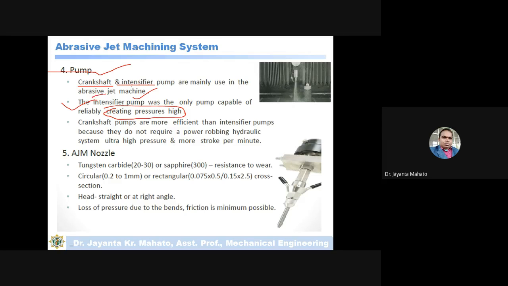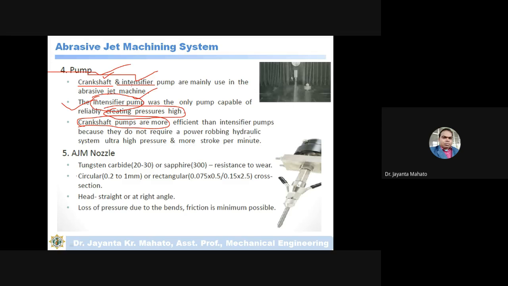Okay, and this intensifier pump is a very high performance pump with the capability of creating a very high pressure. Okay, crankshaft pumps are more efficient than intensifier pumps because they do not require a power-robbing hydraulic system, and give ultra high pressure and more strokes per minute. Okay. Means actually this crankshaft pump is more efficient compared to the intensifier. But both these two types of pump, crankshaft pump or intensifier pump, are used for creating high pressure.